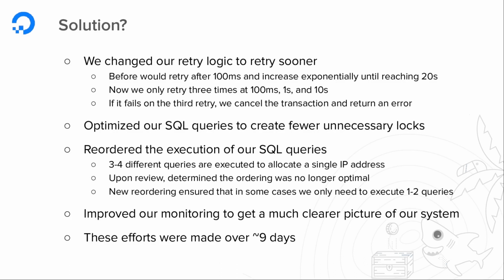We also optimized our SQL queries so that there were fewer unnecessary locks when we try and read and write to the database. We also reordered the execution of some of our SQL queries. The logic to allocate an IP is pretty complex, and in the beginning, there were 3 or 4 different queries to execute. And this is just so that we can try and amortize the cost of allocating an IP in case an IP was recently released and we can just quickly grab it. But what we found was that this ordering was not that optimal, and that it was actually causing some slow performance on our end. So we explored other options.